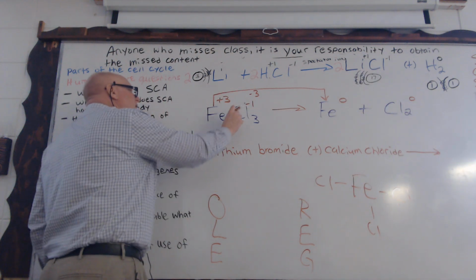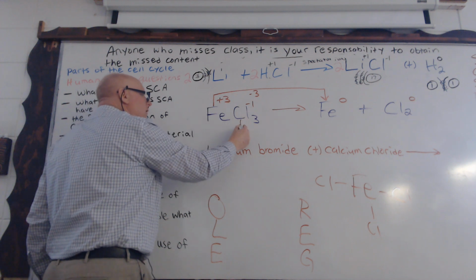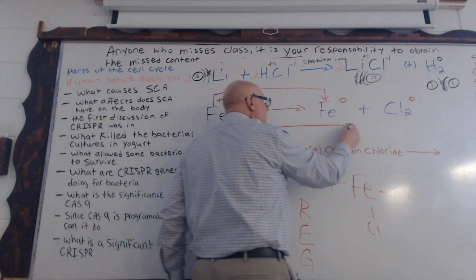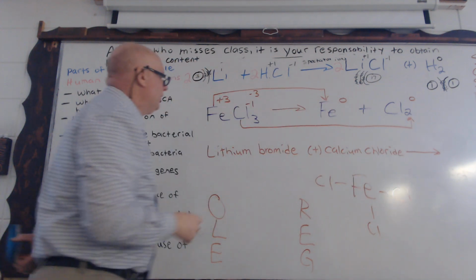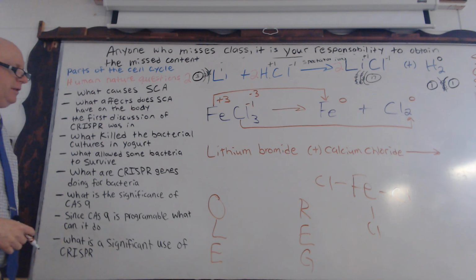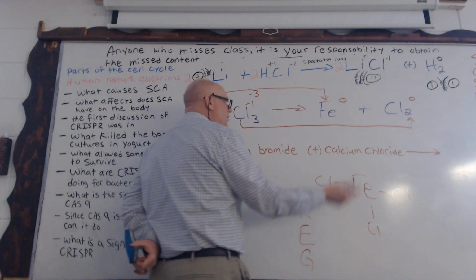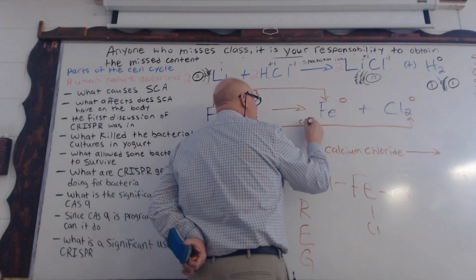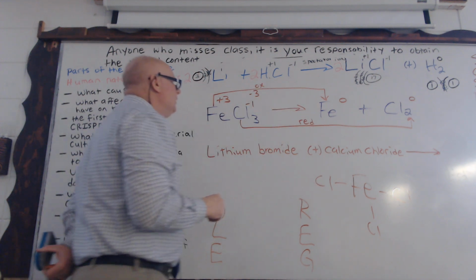So then what we see here, we see -1. Is this number getting bigger or smaller? It's getting bigger. 0 is bigger than -1. So in this case, this gained an electron. So therefore, this one was reduction. This one is oxidation.